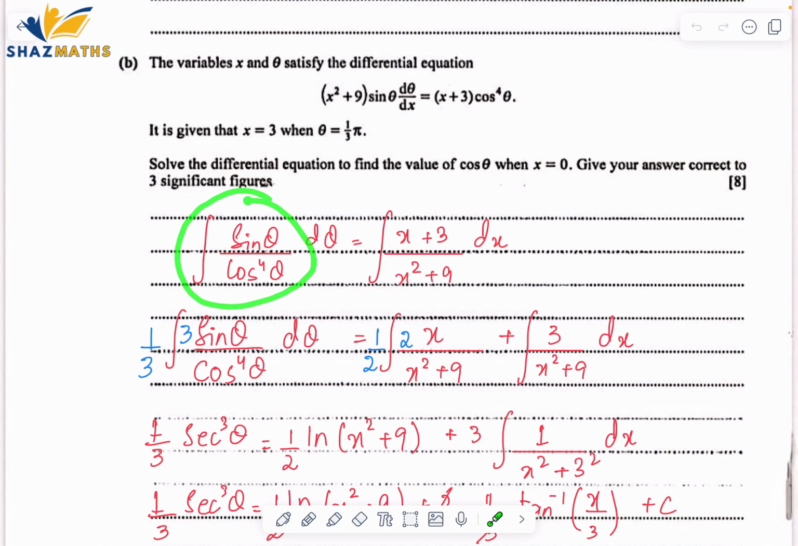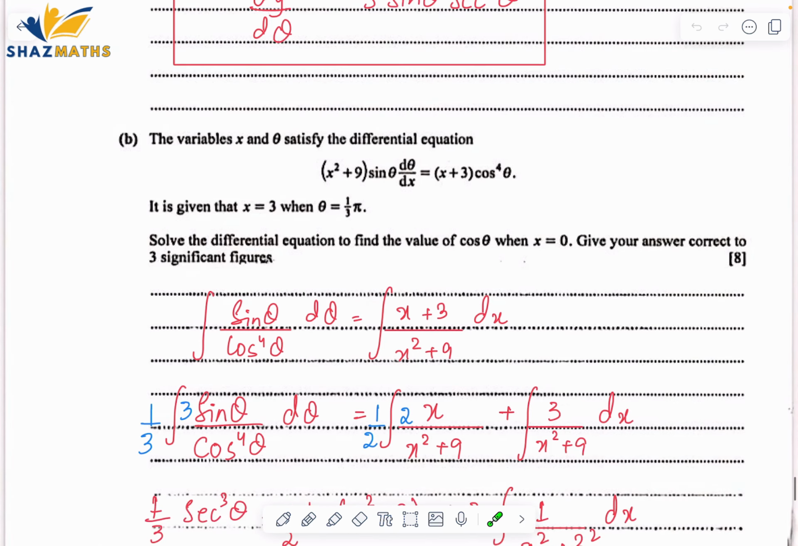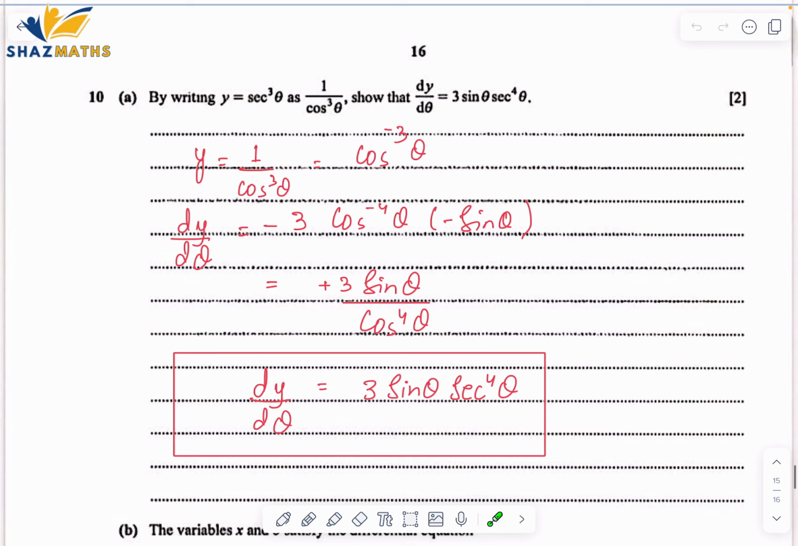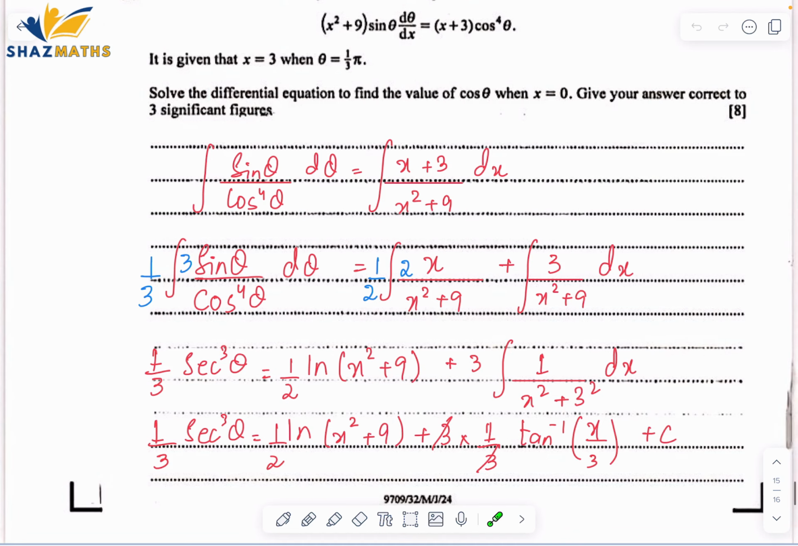For the left hand side, we'll be using the answer of the first part. Since we know that the derivative of secant cubed is 3 sin theta over cos to the power 4 theta, its integral will be equal to secant cubed, that is 1 over cos cubed. For the right hand side, we'll be splitting the fraction into two halves, x over x squared plus 9 and 3 over x squared plus 9. So 3 was missing from our expression, so we'll multiply with 3 and divide by 3 at the same time, so its integration will become 1 over 3 secant cubed of theta.